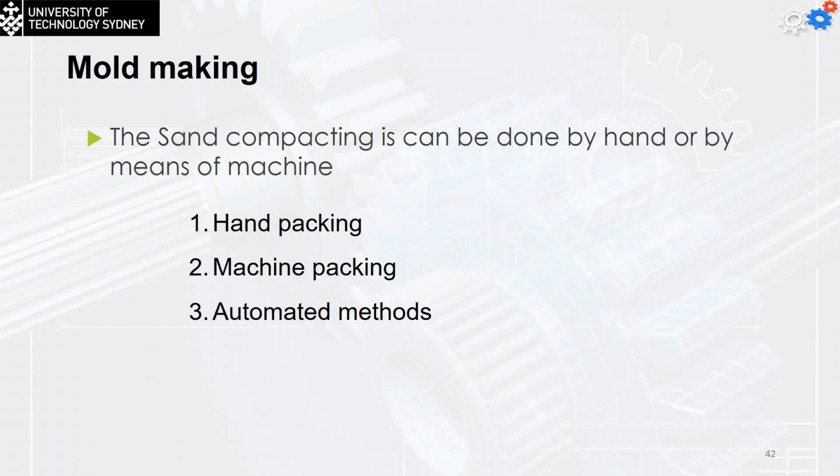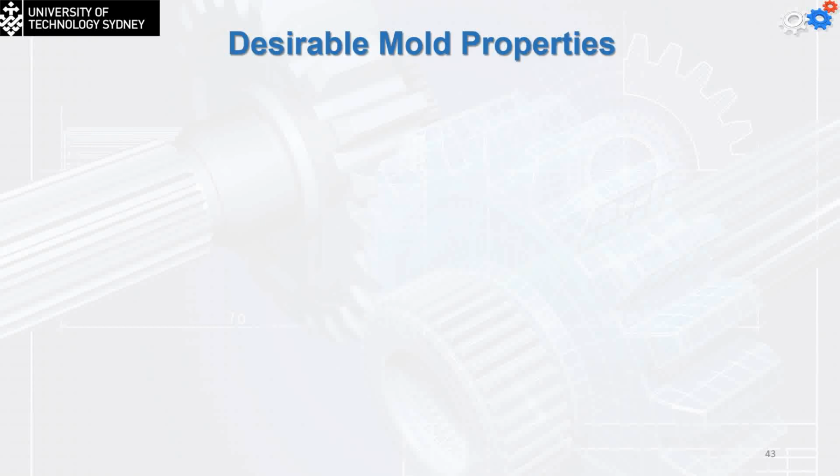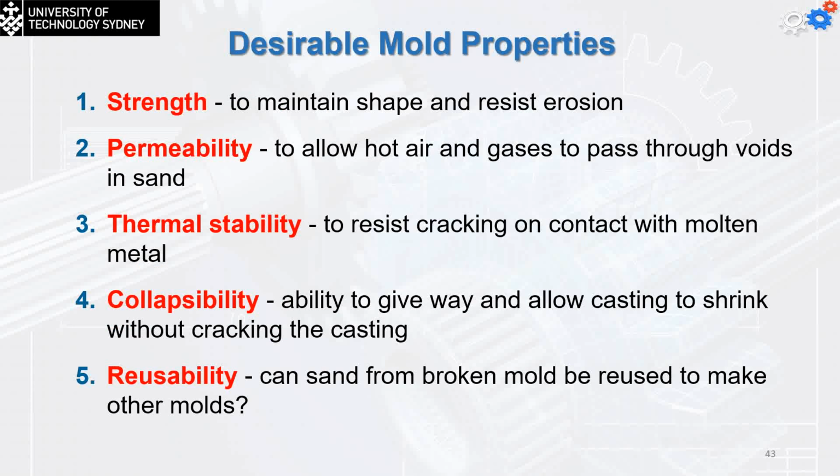The desirable mold properties are the strength, permeability to let the gases escape, thermal stability to resist cracking if I'm going to put it at very high temperature, and collapsibility, which is linked to the first one, strength: the ability to give way and allow for the casting to shrink without cracking the casting. Reusability: not of the mold itself because I can destroy it, but reusability of the sand I'm going to use. Usually, if I use organic binders, it's going to be limited in being reused once again. And that's why using the clay and the water as a binder is much preferable to using organic binders.